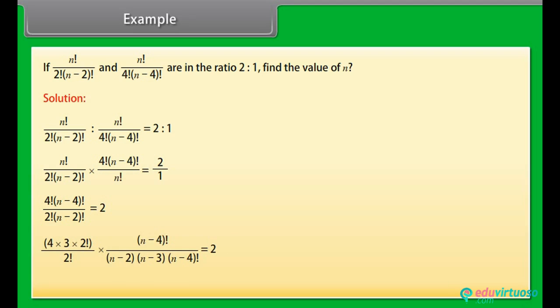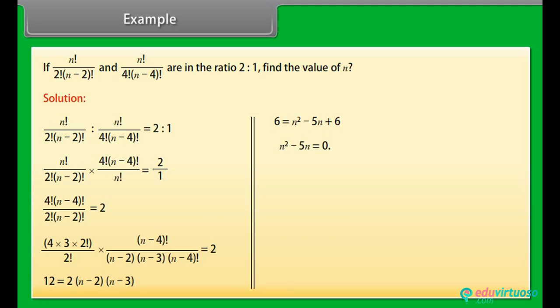4 into 3 into 2 factorial by 2 factorial multiplied by n minus 4 factorial by n minus 2 into n minus 3 into n minus 4 factorial is equal to 2. 12 is equal to 2 into n minus 2 into n minus 3. 6 is equal to n square minus 5n plus 6.